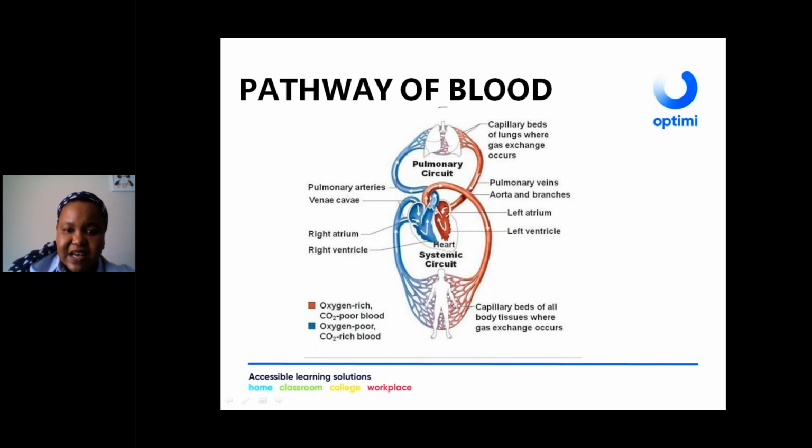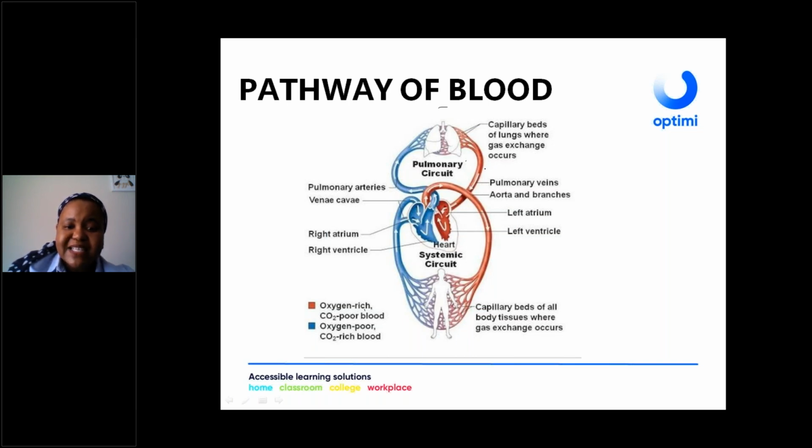Remember, veins carry blood towards the heart. So this means when it's in the veins, we know that it's going to the heart. So now, please note the difference in color. The blue represents oxygen poor and carbon dioxide rich blood. Okay, but the red represents oxygen rich but carbon dioxide poor blood.